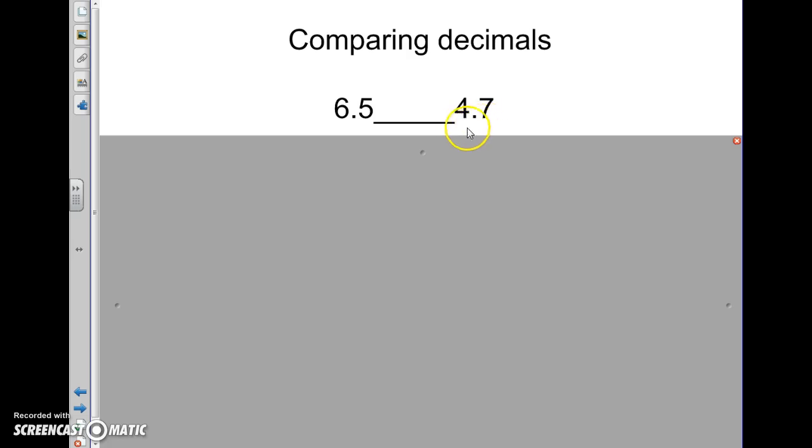4 and 7/10. So regardless of the fact that this is a larger digit in the tenths place, because the number in the ones place, which is a larger value, is a 6 versus a 4, that means that 6 and 5/10 is greater than 4 and 7/10, because it has 6 whole and then some, versus on this side it has 4 whole and then some.